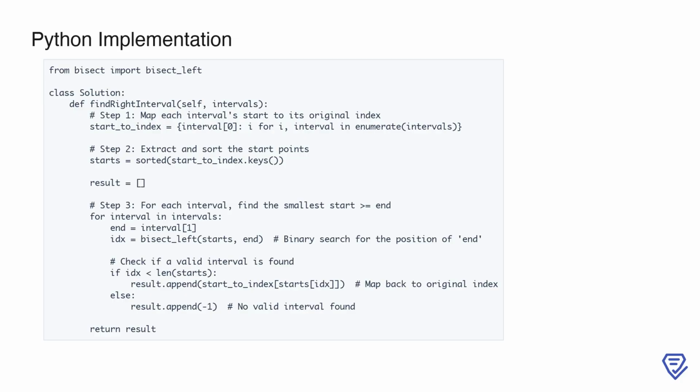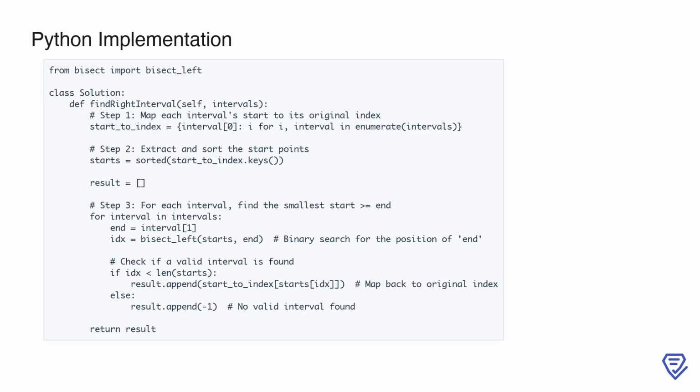3. Binary search for each interval. For every interval, we use the bisect_left function to find the smallest start point that is greater than or equal to the current interval's end. This operation is performed in logarithmic time, making the solution efficient. 4. Result construction. If the binary search finds a valid start point, we use the dictionary to retrieve the original index of the corresponding interval. Otherwise, we append -1 to the result.